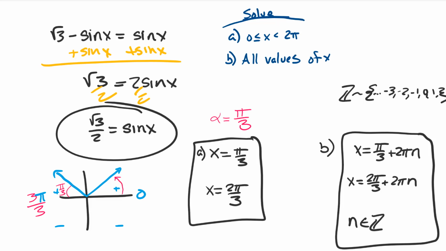Whole numbers, positive and negative. It doesn't matter how many times you spin around the circle, you end up right back where you started. Whether I add 2 pi to this or 10 pi to this, if it's an even amount of pi's, I'm going to end up right back where I started. And that's why this works.